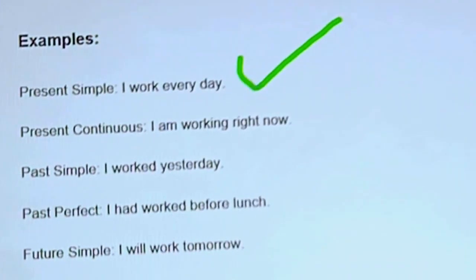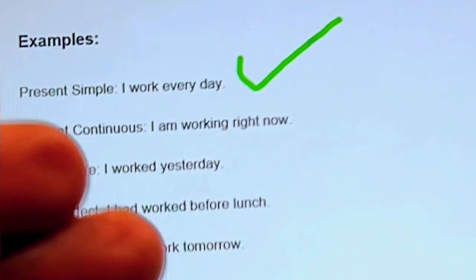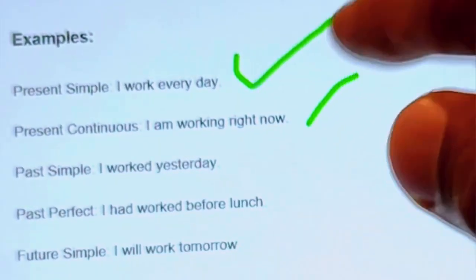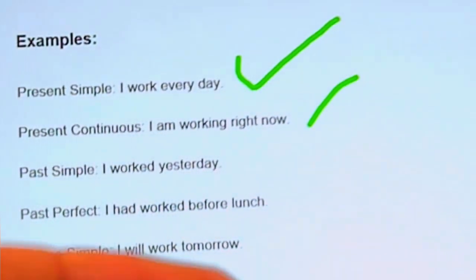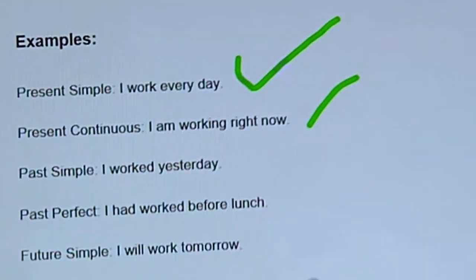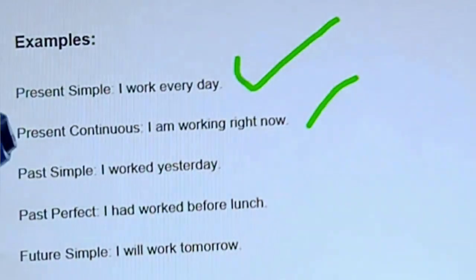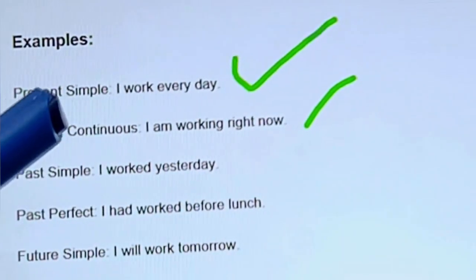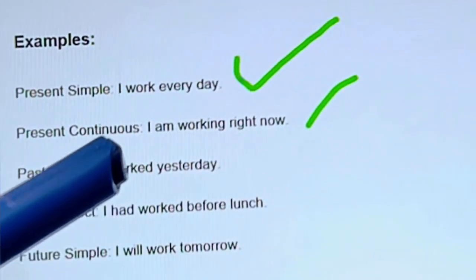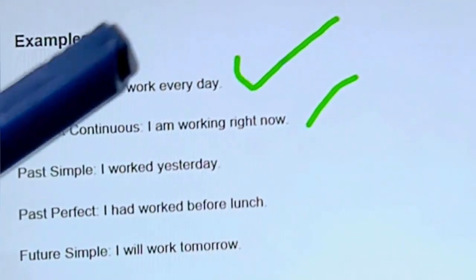And the next example here is for the present continuous tense. I am working right now. So I'm working at the moment, right now. This describes the continuous tense. I'm working right now. This covers the present continuous tense. And: I worked yesterday. Yesterday is gone. This is past. This is the past simple sentence.